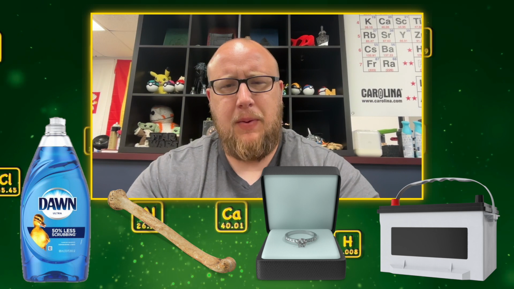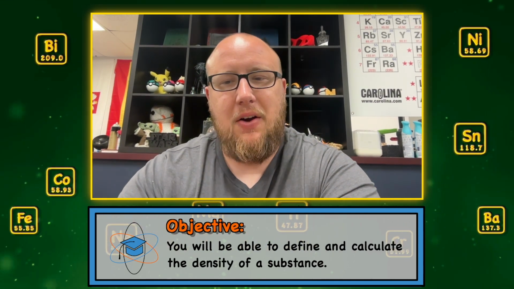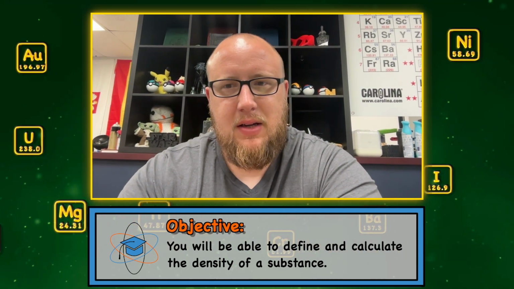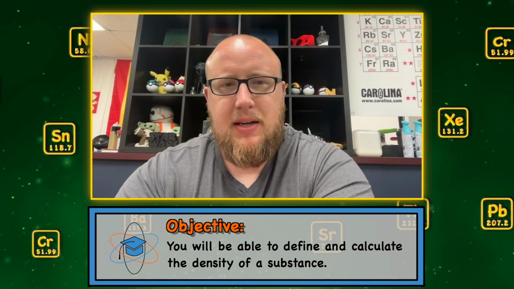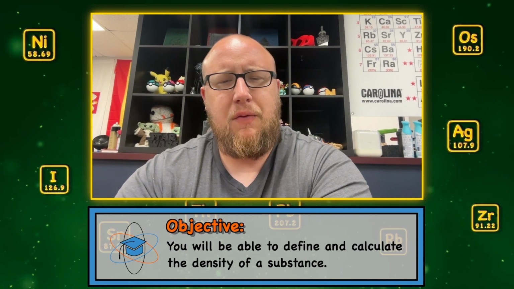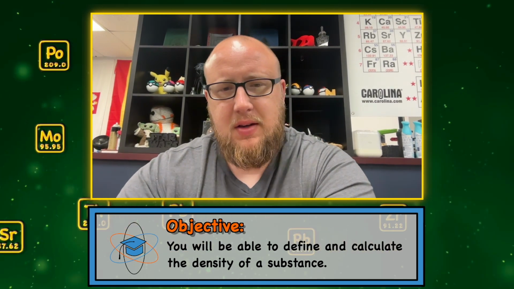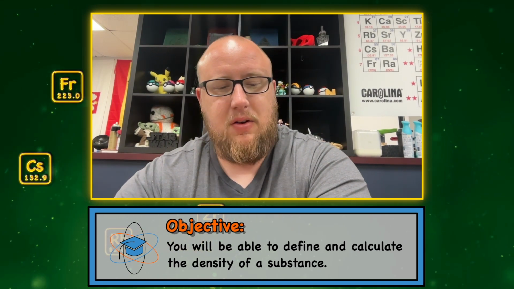And if I could sum up what this lesson is going to be about in one statement, my objective statement would be that you would be able to define and calculate density of a substance. In saying that, we're going to go through real life examples, mathematical examples, and all kinds of different worked out solutions with this. So stick around, let's go through this, let's crank this density out.